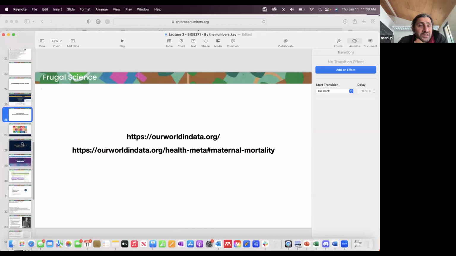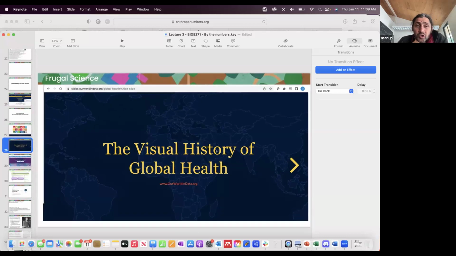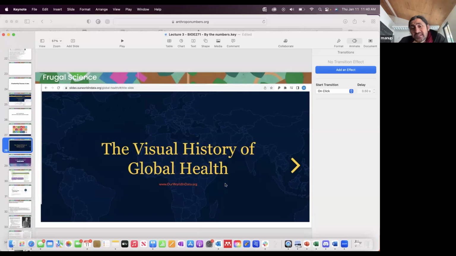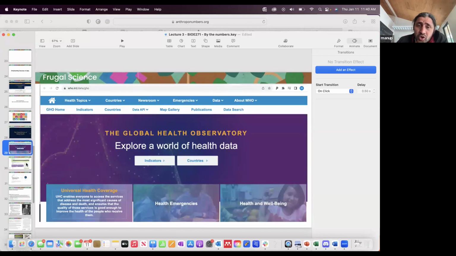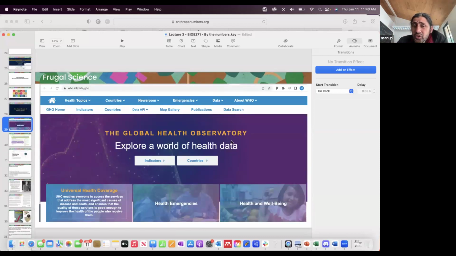There is also the context of thinking a lot more about global health. The visual history of global health is a fantastic data set. This is a subset of Our World in Data. WHO has a data website called the Global Health Observatory, which is essentially a collection of all the sets of indicators. It comes out in reports.